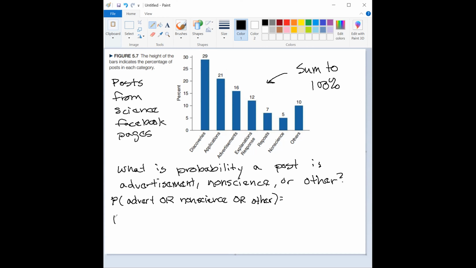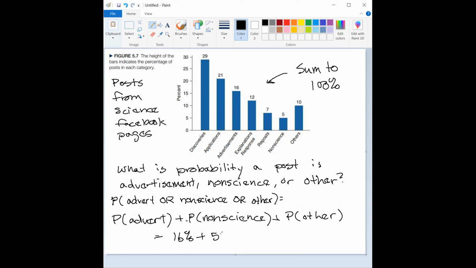So we could find this by just finding the probability of an advertisement plus the probability of non-science plus the probability of other. Since they are mutually exclusive, we can just add them up. And so the probability for advertisements is 16%, non-science 5%, other 10%. And so if we go through and add those up, we get 31%.